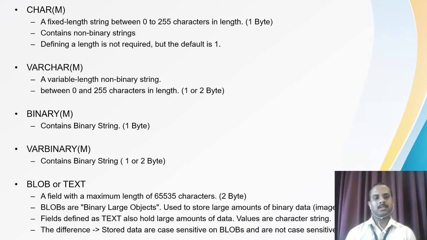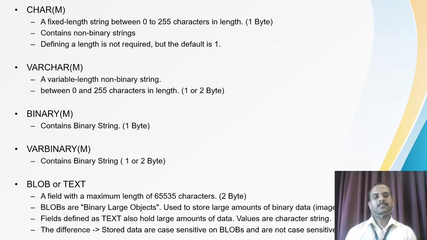Blob or text, where blob is mainly used for binary large objects. When you want to store information about images or large amounts of binary details, you are going to use blobs. And blobs and text are going to be of 2 bytes, so your maximum length is 65,535. And here you don't have the concept of M, okay.